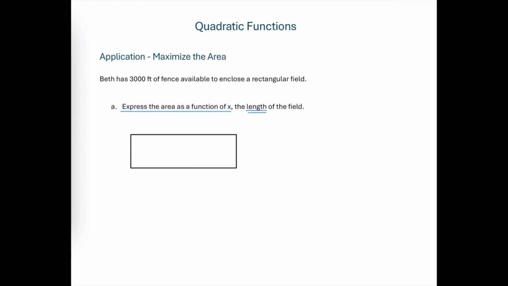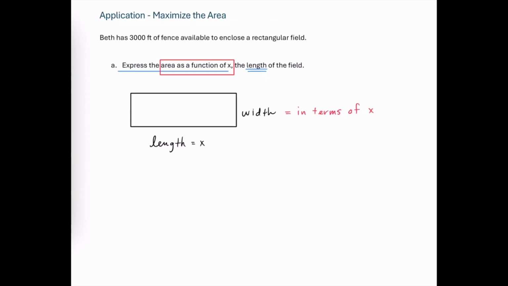So here we have a concept drawing representing the field, and we're going to let the length of one of the sides be equal to x. In order for the area to be a function of x, we need to also express the width in terms of x. So let's start off with what we know about the area of a rectangle, which is that it's calculated by multiplying length times width. Our task is to write the area as a function of x.